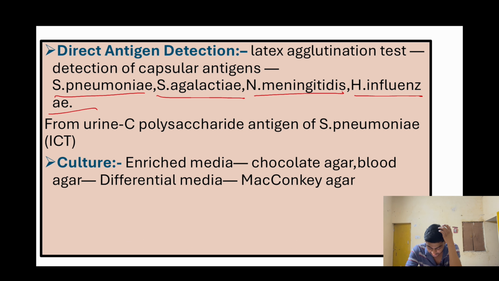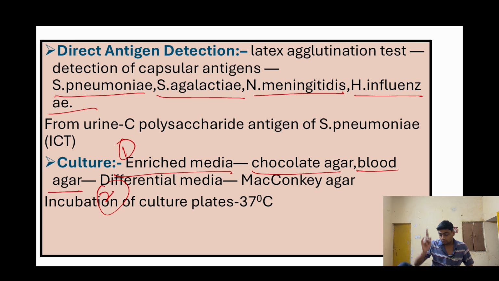Now, the different types of culture media which are used for diagnosis of meningitis. First, we have enriched media. The enriched media which can be used in meningitis are chocolate agar or blood agar, and the differential media which is used is MacConkey agar. So two types of culture media are used: enriched media and differential media. The culture plates are incubated at 37 degrees Celsius, which is the optimum temperature for the growth of bacteria.